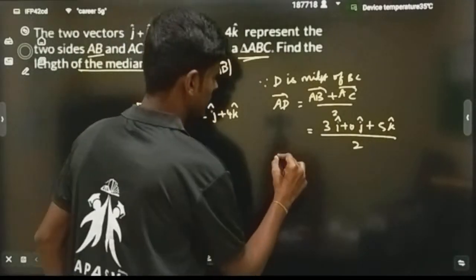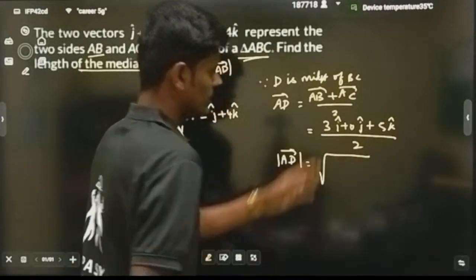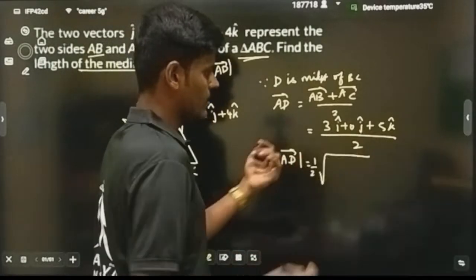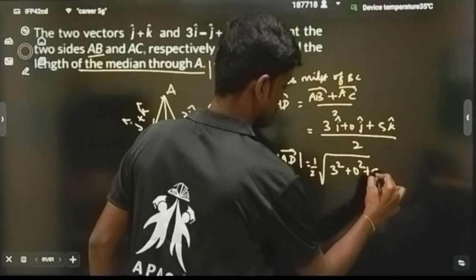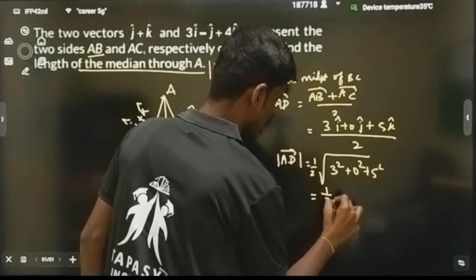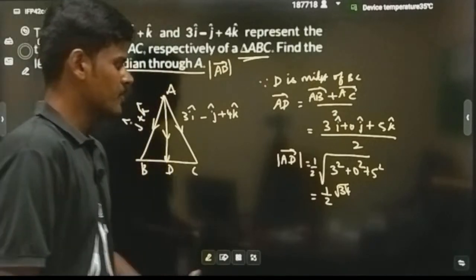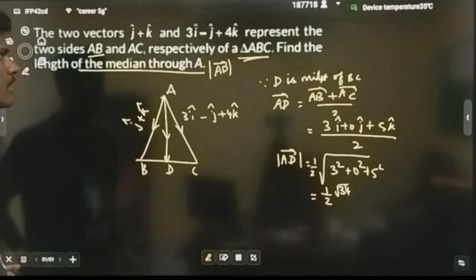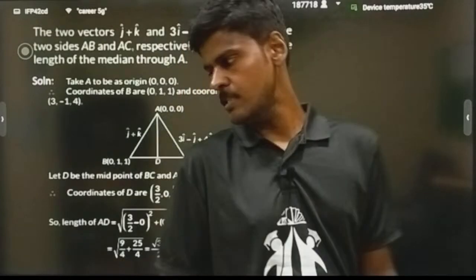Next, what do we need to find? Magnitude AD. Magnitude of AD is given by square root of (3 by 2) square plus (5 by 2) square. Obviously, 1 by 2 is outside. We can take it outside and find the magnitude of the remaining. That will be 3 square plus 0 square plus 5 square. Now, this is equal to 9 plus 25, 34. 1 by 2 into root of 34. That is it. Easy. So the answer is root 34 divided by 2. What is the answer? Root 34 divided by 2.